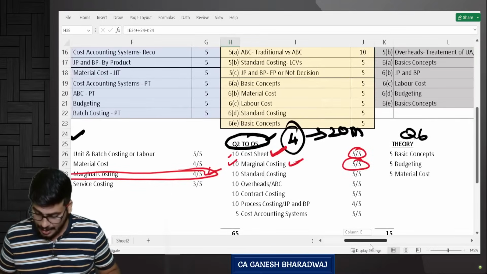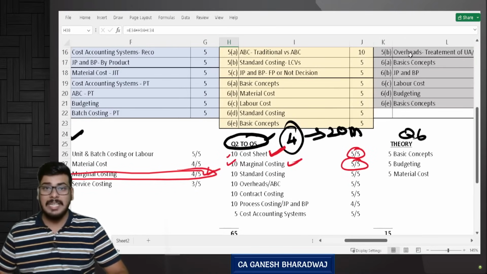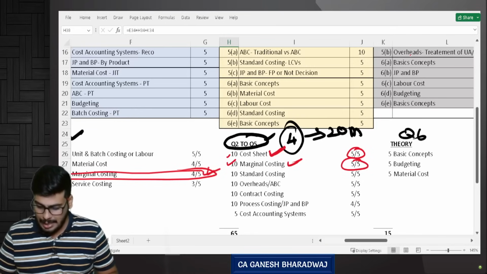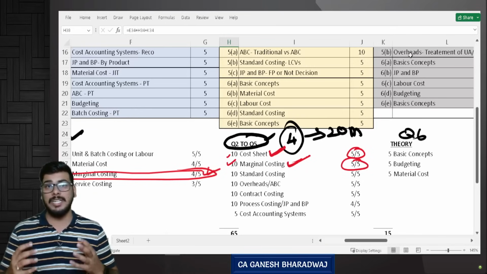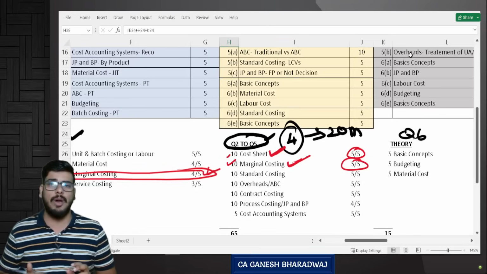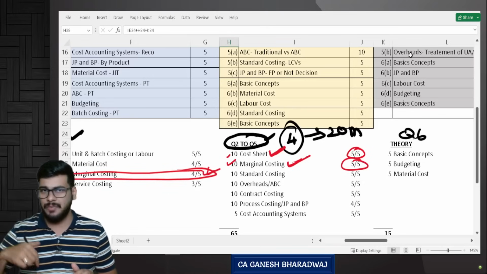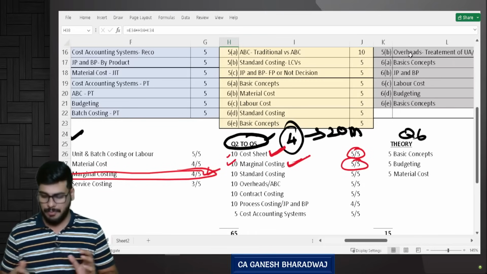Clear with this? And in this attempt, I also predicted one question that might come. That is your RTP question. In RTP, they have given one question to calculate the break-even point with stocks and all. I have done a separate video on that. So if you have not seen that video, I have shared the link to that video in the description. So please watch that video.